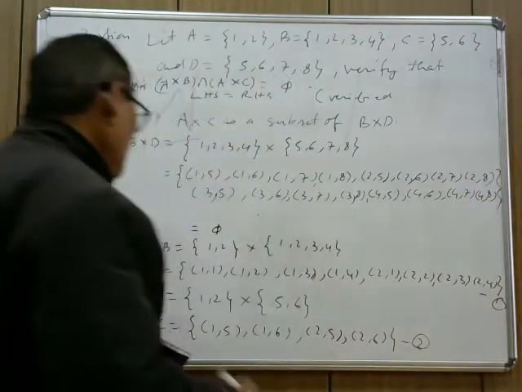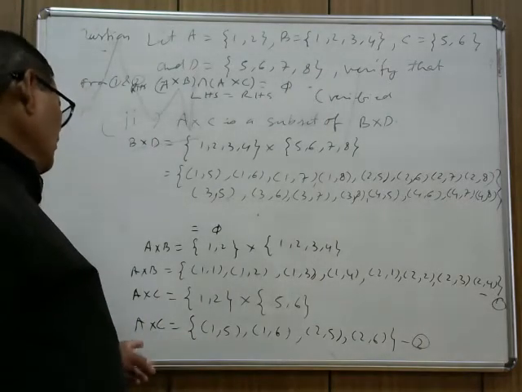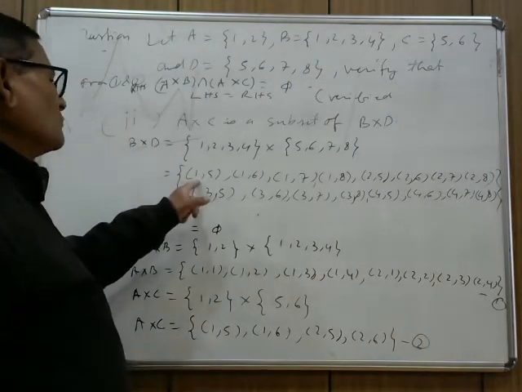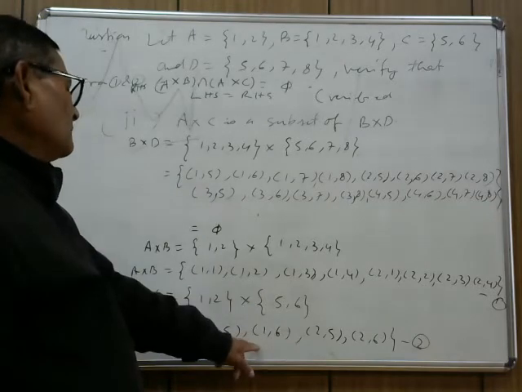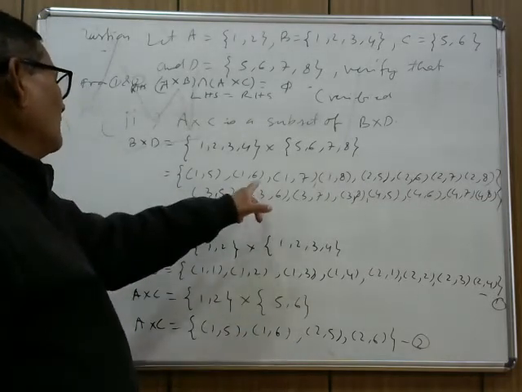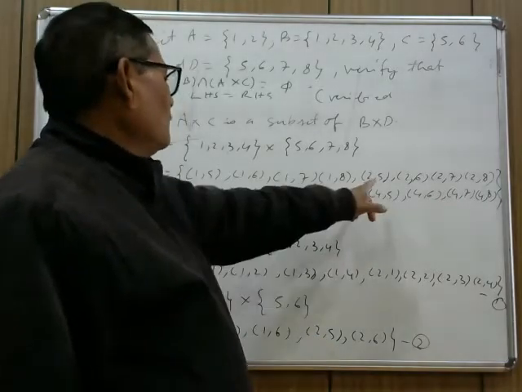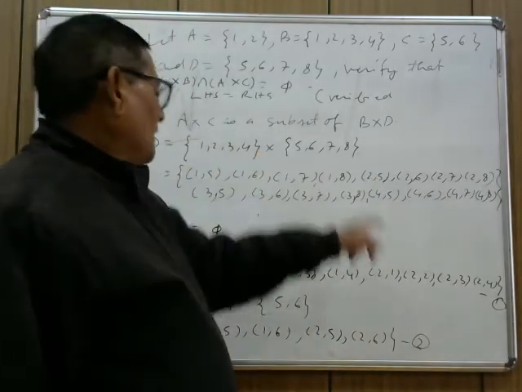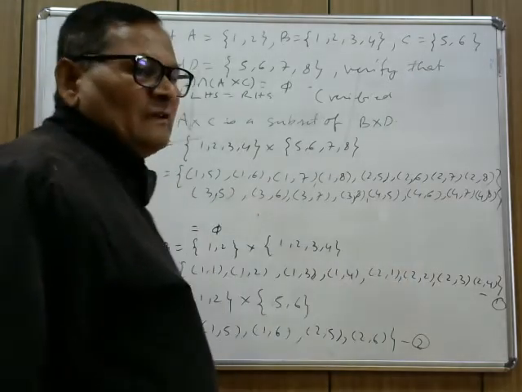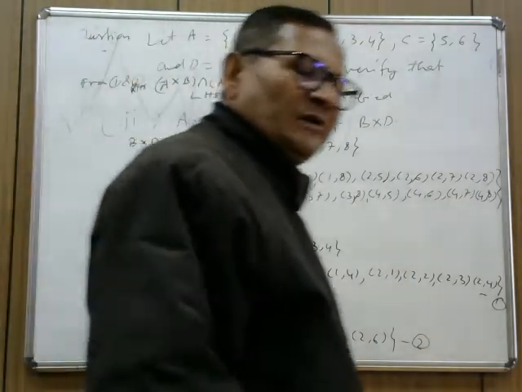Now you see that (1,5) belongs to A cross C and (1,5) also belongs to B cross D. (1,6) belongs to A cross C and (1,6) also belongs to B cross D. (2,5) belongs to A cross C, (2,5) is an element of B cross D. And (2,6) is also there. So every element of A cross C is a member of B cross D.